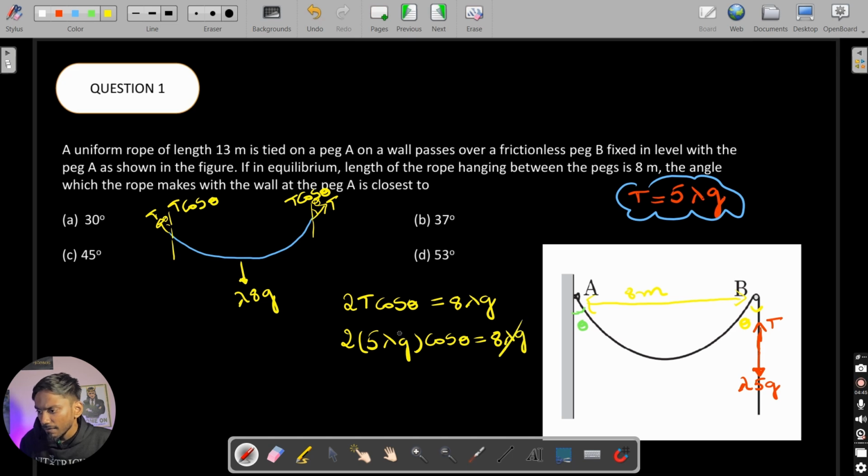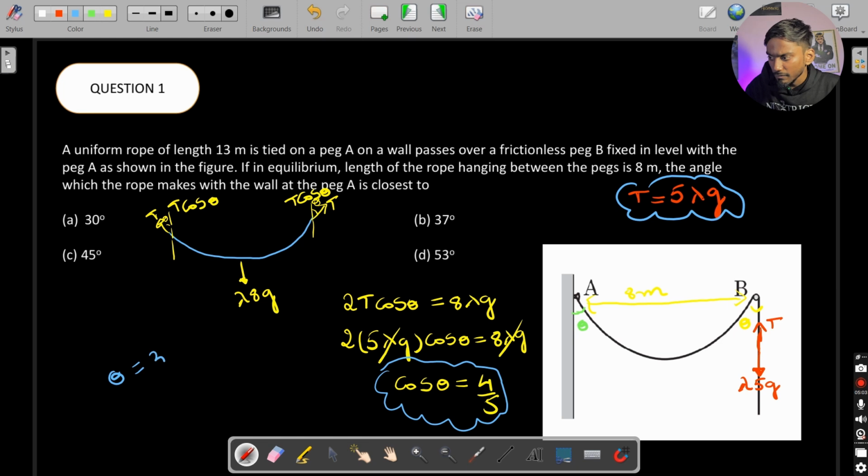So lambda g gets cancelled. So cos theta is equal to 8 by 10, that is 4 by 5. If cos theta is equal to 8 by 10, what is the value of theta? You got the point. Theta is equal to 37. So the value of theta they are asking is nothing but 37.